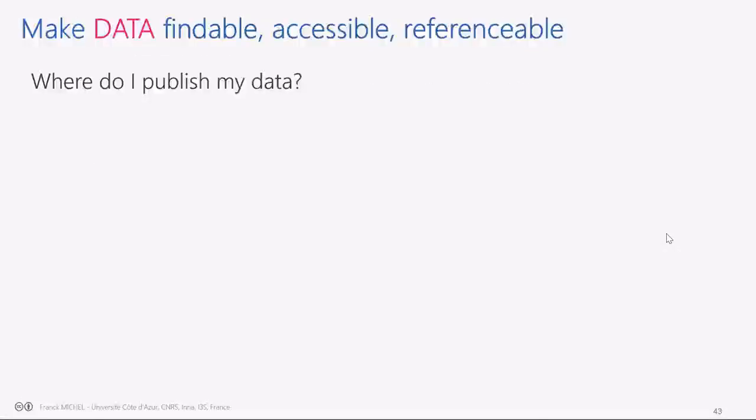So, okay, now that I can make things citable, what about the other letters? How do I make my data findable, accessible, and referenceable? Well, the thing is, I need to publish my data somewhere.